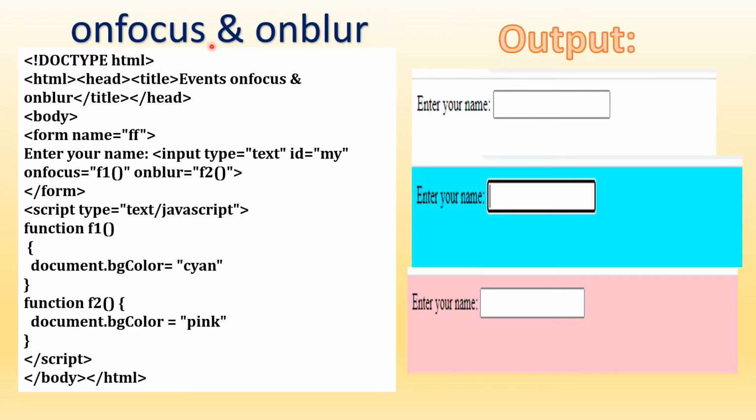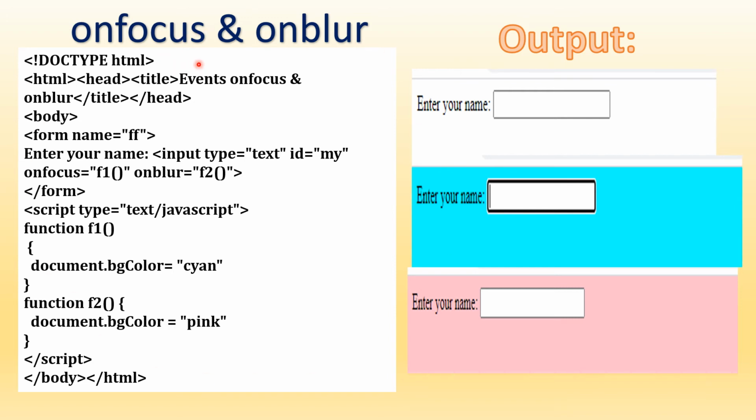Here, the two events we will learn are onfocus and onblur. So what is onfocus? The onfocus event occurs when an element gets focused. So when a particular element is focused, that event happens. When does onblur happen? When an object loses its focus. That is, when a user leaves a focus field. I'll explain with an example.